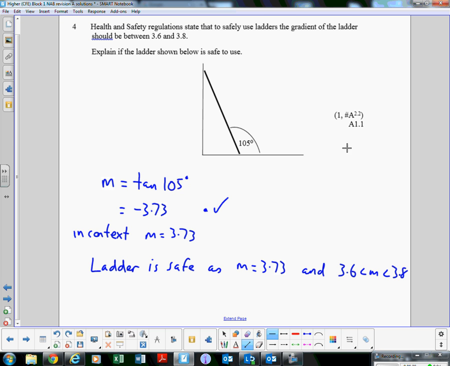This gradient, in terms of it being a ladder lying against the wall, would just be the same gradient if we flipped it. Imagine it's lying at the same angle but towards another wall like this. So this would give the positive gradient of this -3.73. So interpreting the question in context, the gradient's 3.73. So the ladder is safe as the gradient of 3.73 is between 3.6 and 3.8. Notice we have a hashtag here, so we must make that statement, and it must make sense.